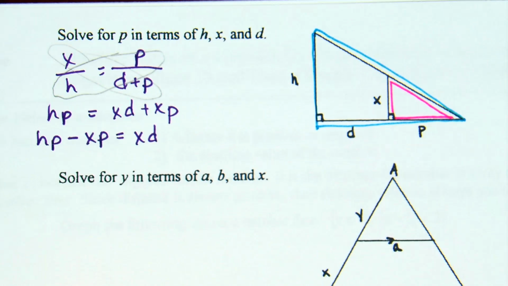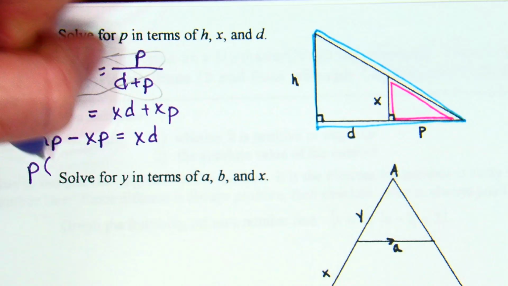And here's the step that you need to, do you remember how to do this next step? Factor it out. Yep. Since p is in both terms, we can't subtract those terms, but p is in both, so we're going to factor it out as a GCF. So then I'll have p times h minus x equals xd. And since it's p times h minus x, we can divide by h minus x. So p equals xd over h minus x.